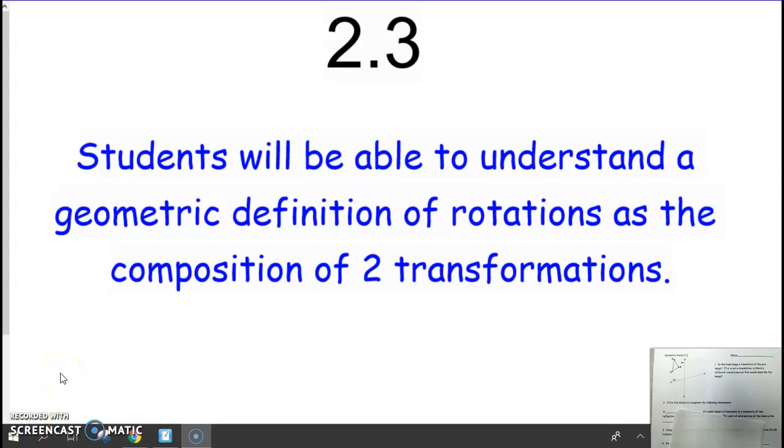This is topic 2.3, and today we're going to understand the geometric definition of rotations as a composition of two transformations, similar to what we did with reflections the other day.